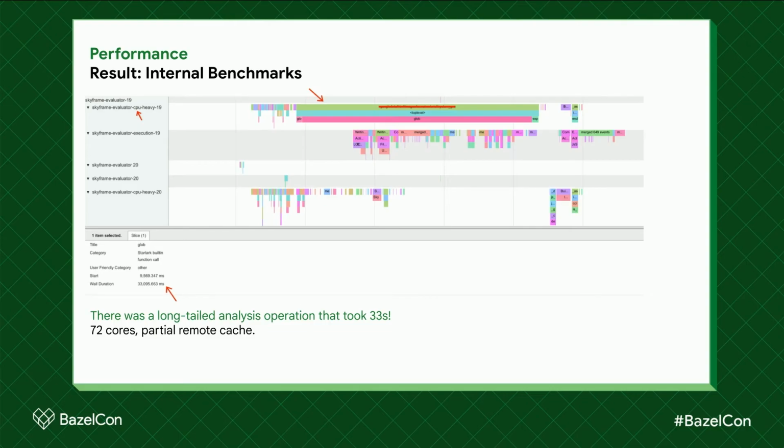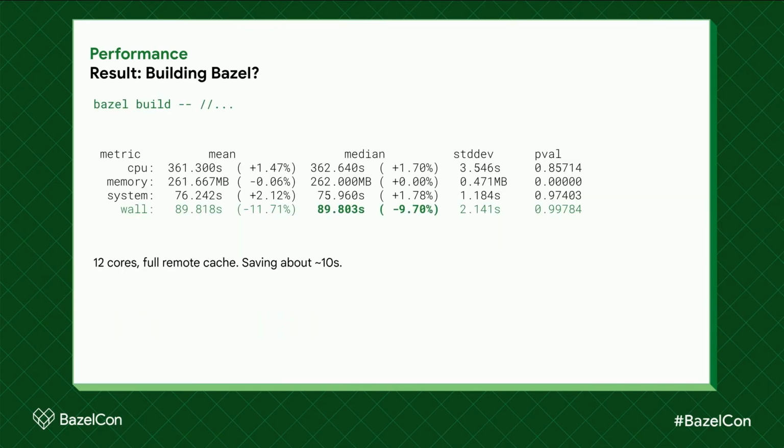And since we're at BazelCon, I think it's sort of uncool if I just show the results of internal benchmarks. So I did a benchmark with the Bazel codebase itself. How about bazel build? And we saw a 9.7% improvement, again with full remote cache. It was saving around 10 seconds.